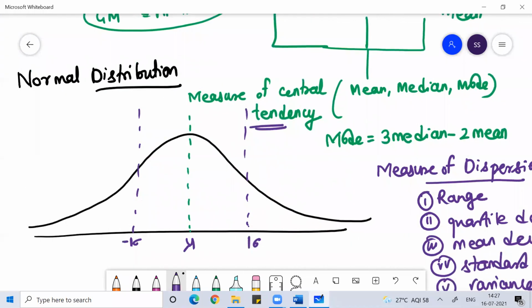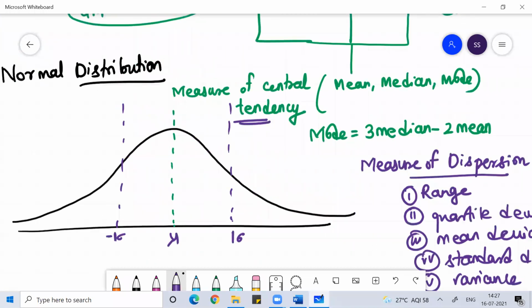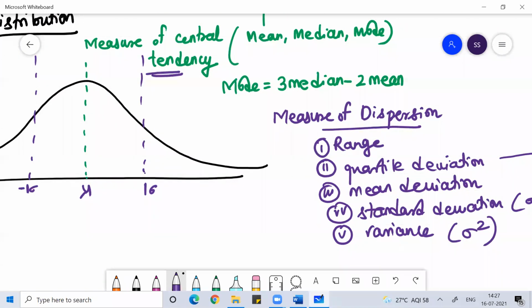Measure of dispersion, measure of central tendency. Tell me, whatever I told you just now, you know all this, right? You studied about them in your first video. Yes or no? Please reply, guys. You studied about them, right? You remember, correct? Kindly respond. Yes, okay. So just like revision for you.